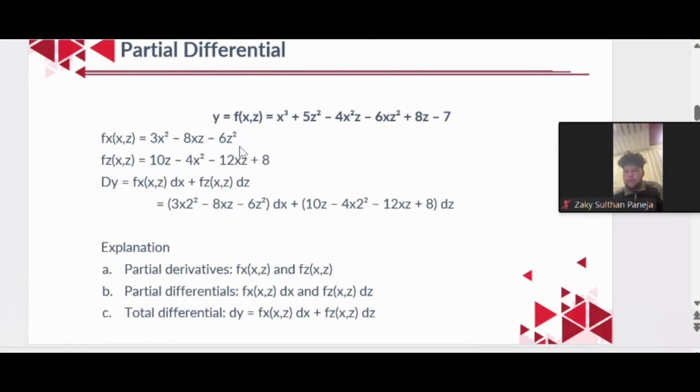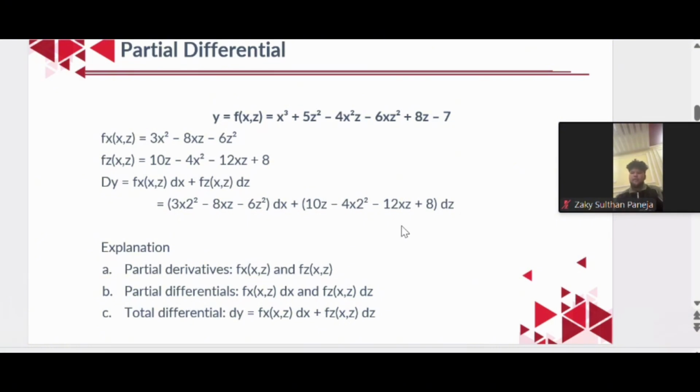We have y = f(x, z) = x^3 + 5z^2 - 4x^2 z - 6xz^2 + 8z - 7. For the example, f_x(x, z) is 3x^2 - 8xz - 6z^2. And then the second, f_z(x, z) is 10z - 4x^2 - 12xz + 8.